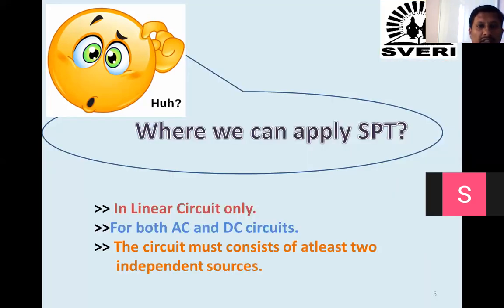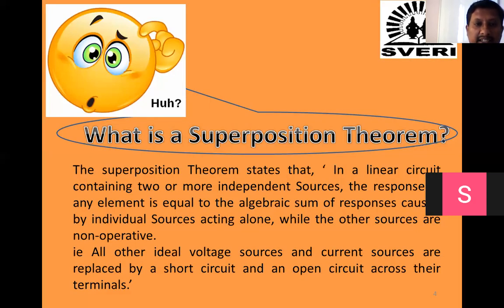So where can we apply the SPT? SPT is the short form of superposition theorem. There are some conditions. Already we have discussed the theorem, that is, in a linear circuit containing two or more independent sources. The circuit should be linear, meaning it should consist of linear elements such as a resistor, inductor, capacitor, and it should contain two or more independent sources. So a minimum of two independent sources should be present in the circuit. Only then can we apply the superposition theorem to find the particular response.